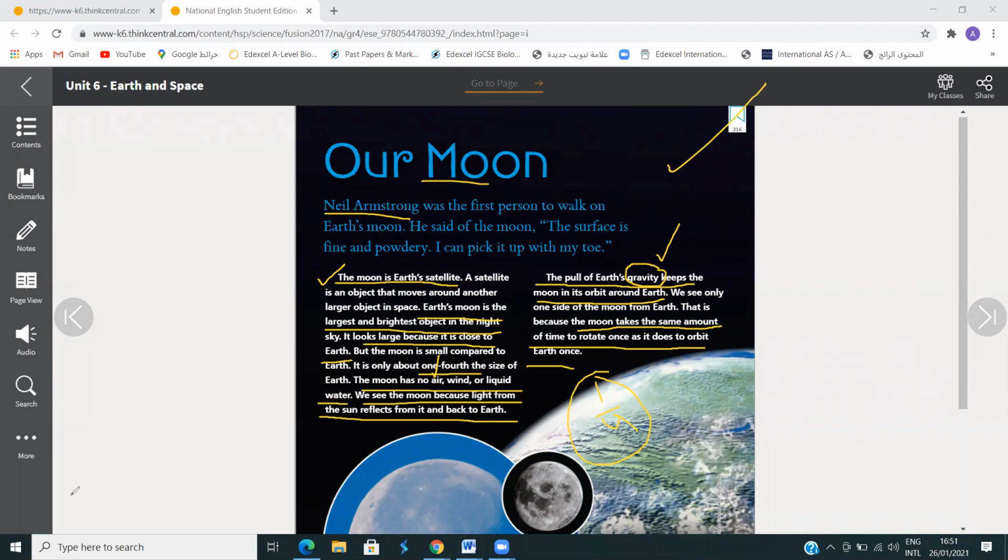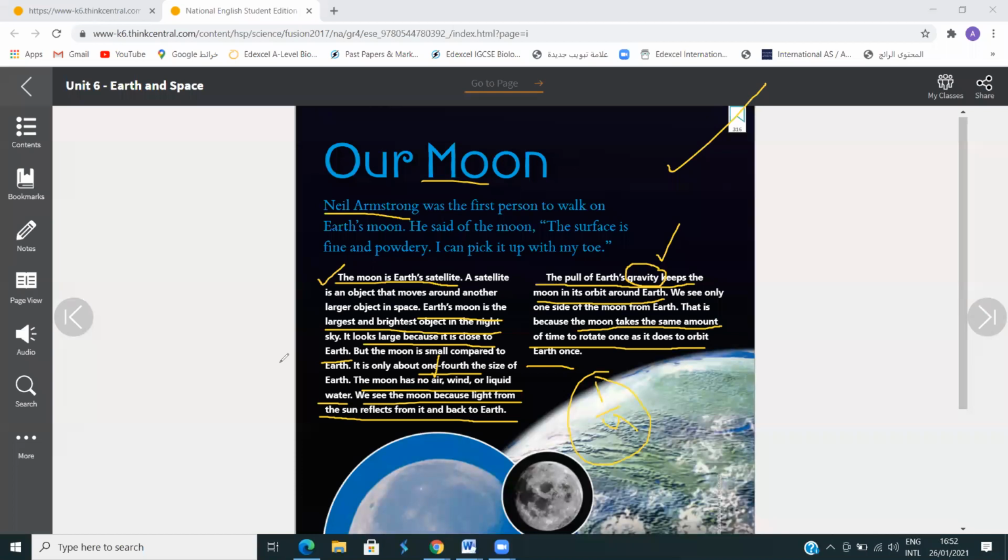Okay. Yadhani, are you Yadhani? Yes, Master. The moon appears large. Why? The moon is small, okay? But it appears large to us on Earth. Why does it appear large?